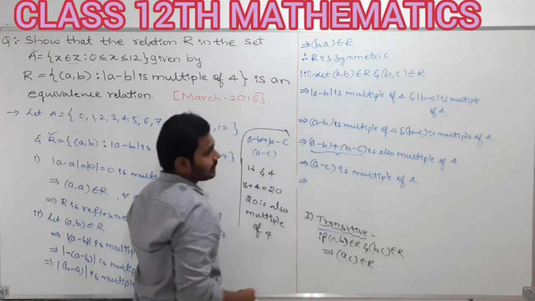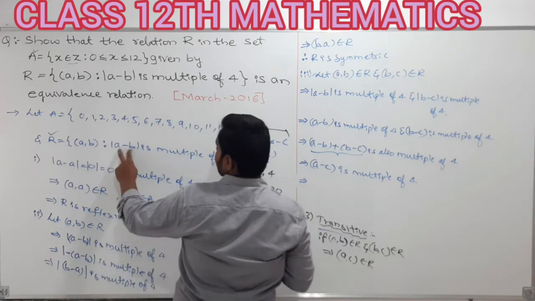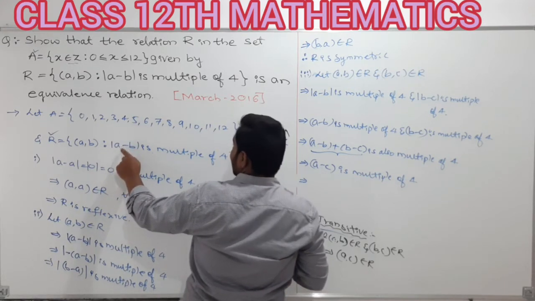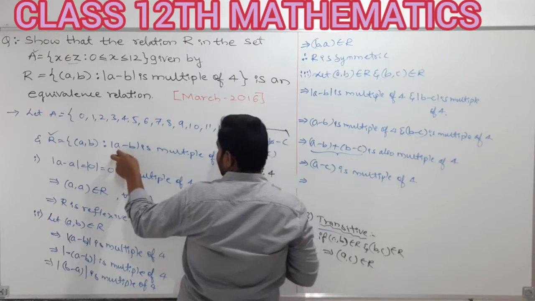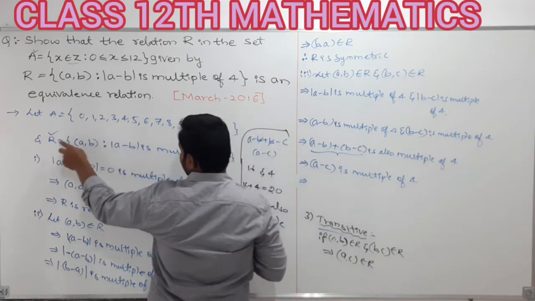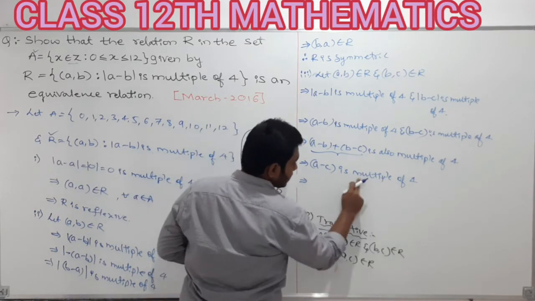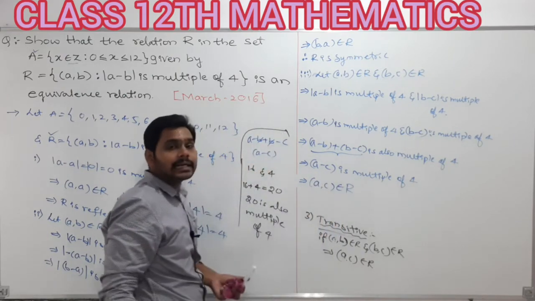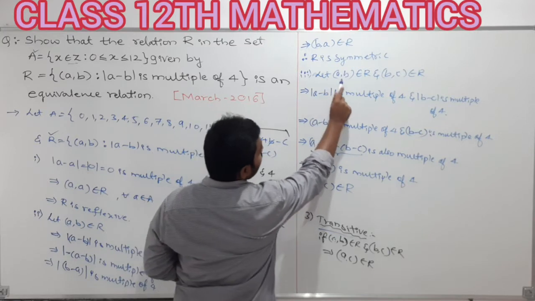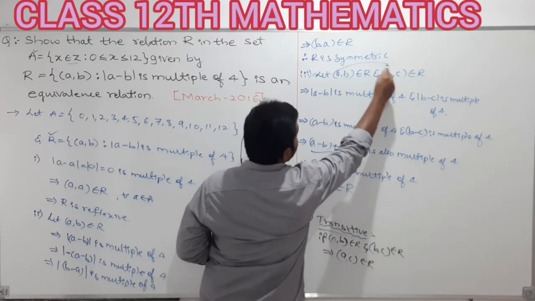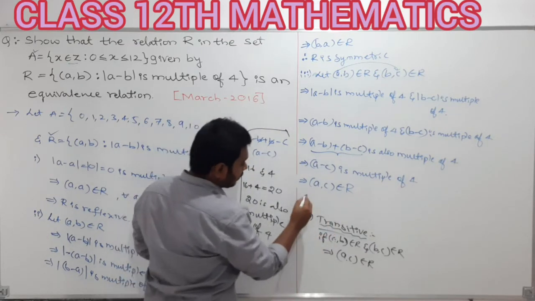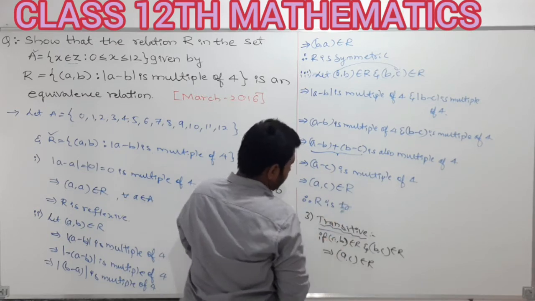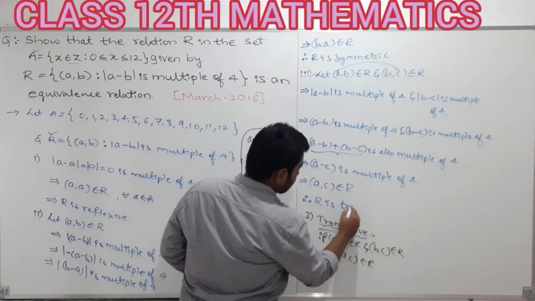So this implies what I told my dear students: for any ordered pair, if you take any two numbers inside the modulus and that number is a multiple of 4, then that ordered pair a comma b will be in the relation R. Here a minus c is a multiple of 4, so the ordered pair a comma c is contained in the relation R. So what I considered: a comma b belongs to R, b comma c belongs to R, then a comma c is also in the relation R. Therefore R is a transitive relation.